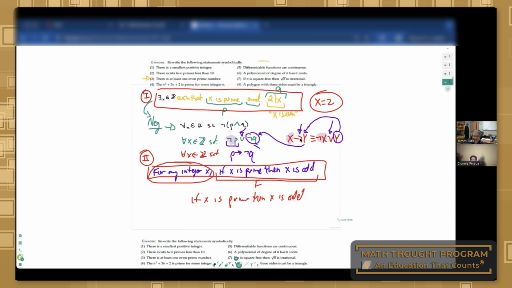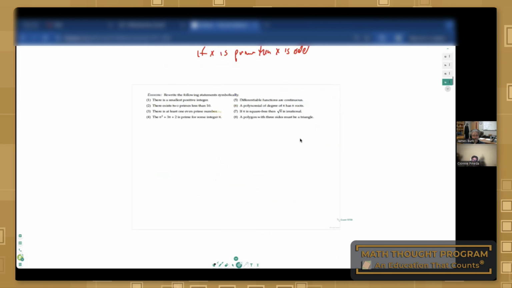Okay. Go ahead and take a look at one of these problems here. Which one looks interesting to you?